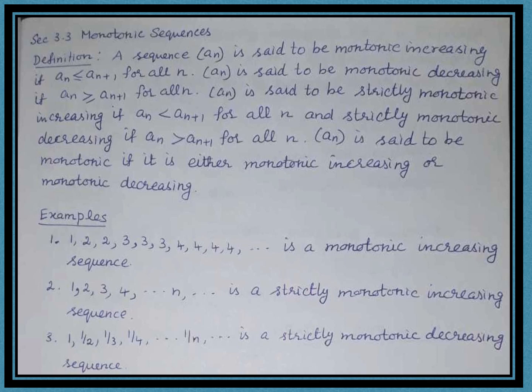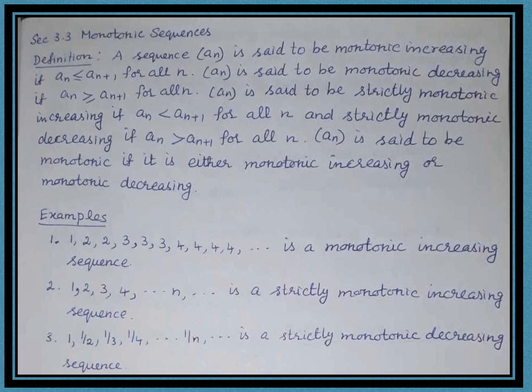A sequence an is said to be monotonic if it is either monotonic increasing or monotonic decreasing. What the definition says is, if all the terms in the sequence are increasing, that is, the first term is the smallest term, the next term is more than the first term, the next one is more than the previous term, and so on, it is called monotonic increasing. In this case, some terms may be repeated.